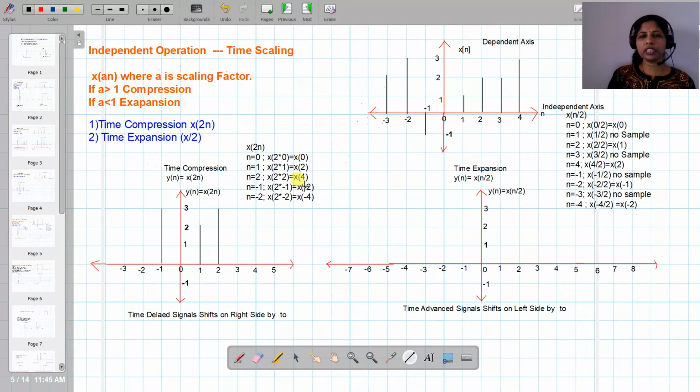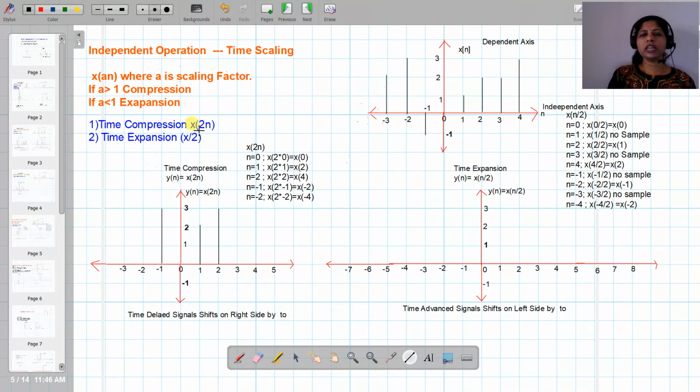By practice you need not always substitute the values. See here, the scaling factor is 2. Indirectly we select the samples which are on the positions that are multiples of 2. On 0 we have to consider. Then we consider the sample on 2. We consider the sample on 4. Here again we consider the sample on minus 2. On minus 4 we don't have one.